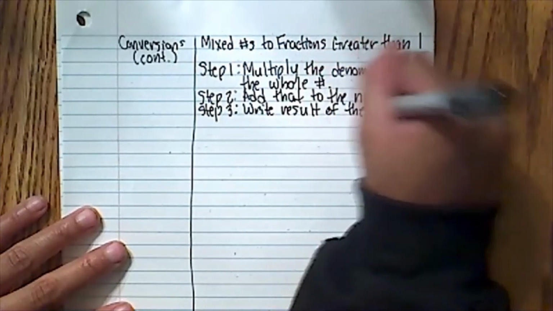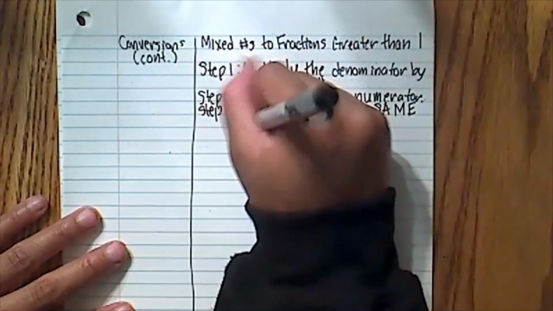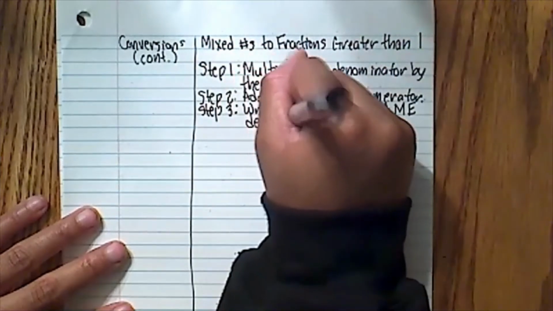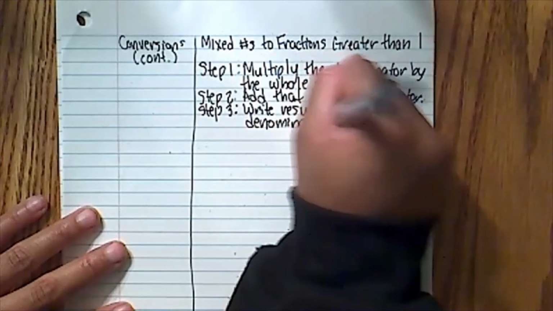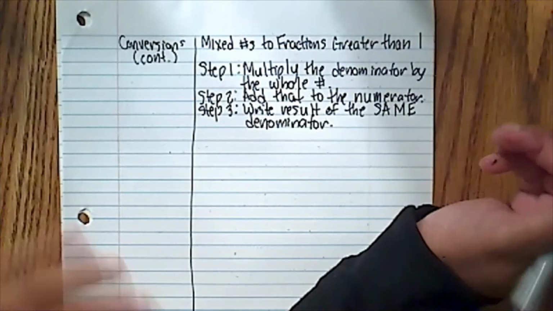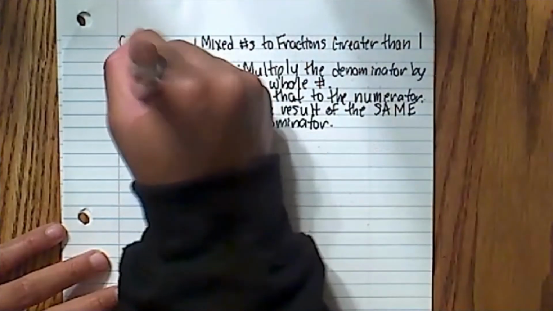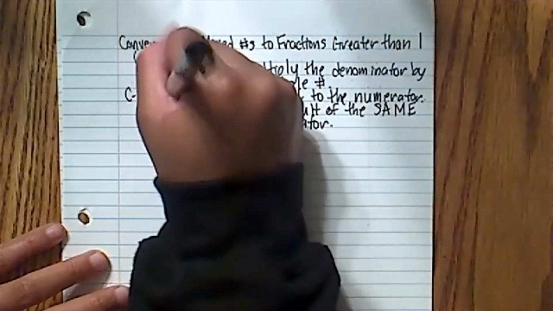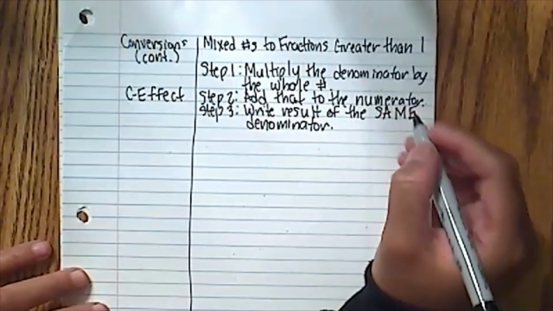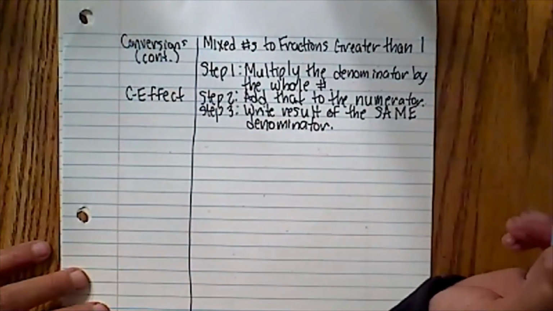Remember, everything's the same denominator. This process is actually called something special in the CPM curriculum, which you probably learned last year. It's called the C effect. The reason it's called the C effect is because it's going to make a backward C, and we're going to see that in just a moment.